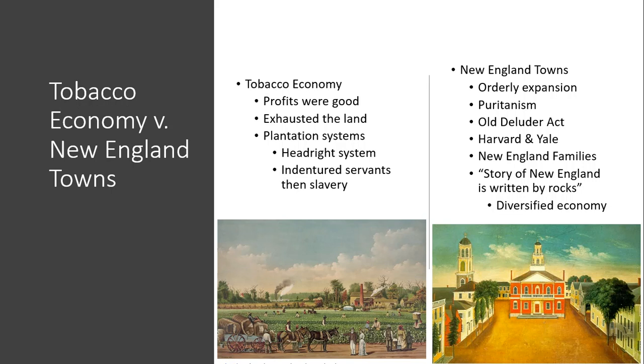The story of New England was written by the rocks, the idea being that because it had such rocky soil, they weren't able to engage in as much agriculture. Most of their agriculture was subsistence based, so just growing enough for their families. So instead, they ended up having more of a diversified economy where they relied on fishing, shipbuilding, and other commerce.